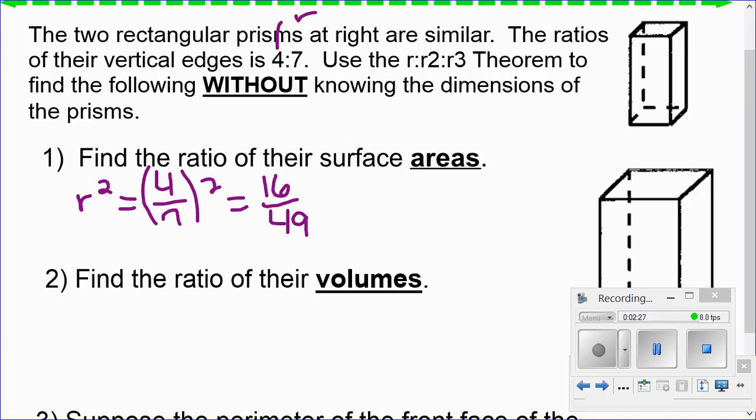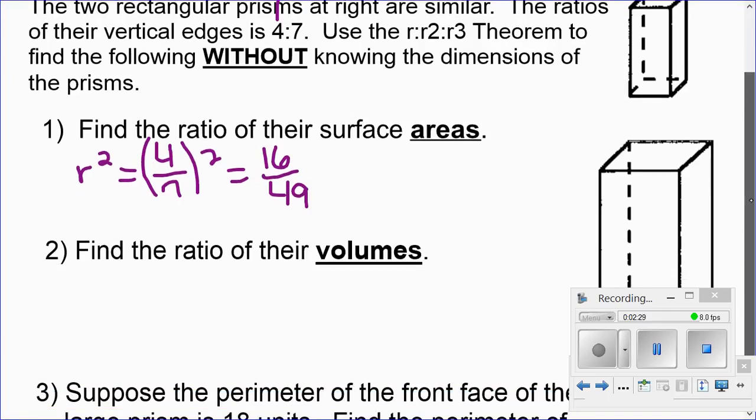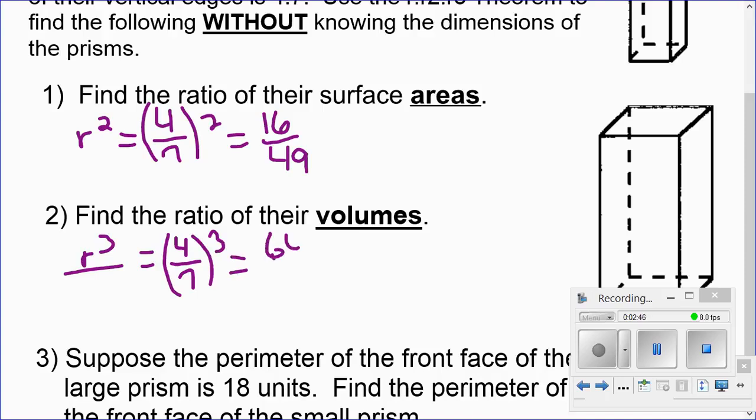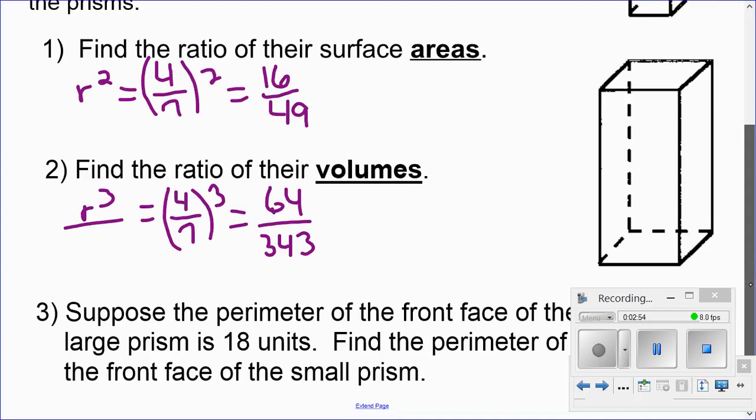So the next one, finding the ratio of the volumes. Well, we're going to take that ratio, 4/7, and we're going to cube it. So r cubed is going to be equal to 4/7 cubed. 4 cubed is 64, and 7 cubed is 343. And that's our ratio of volumes.